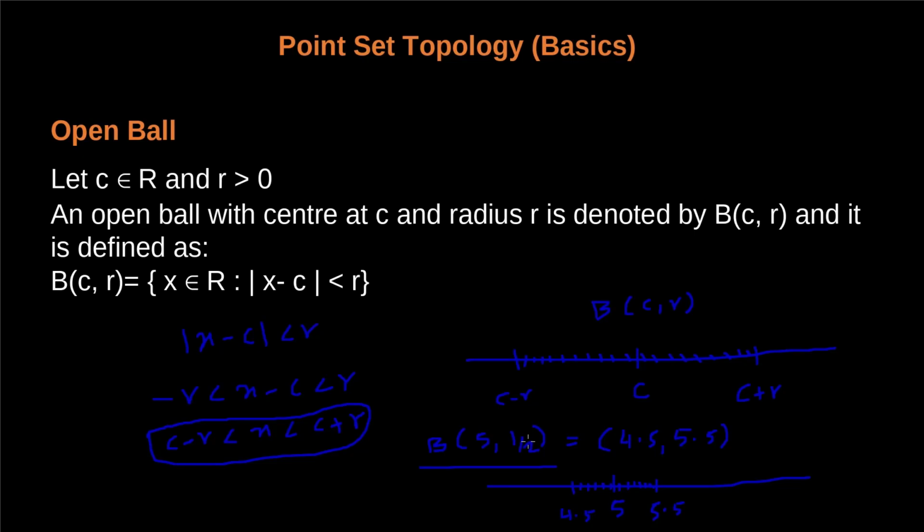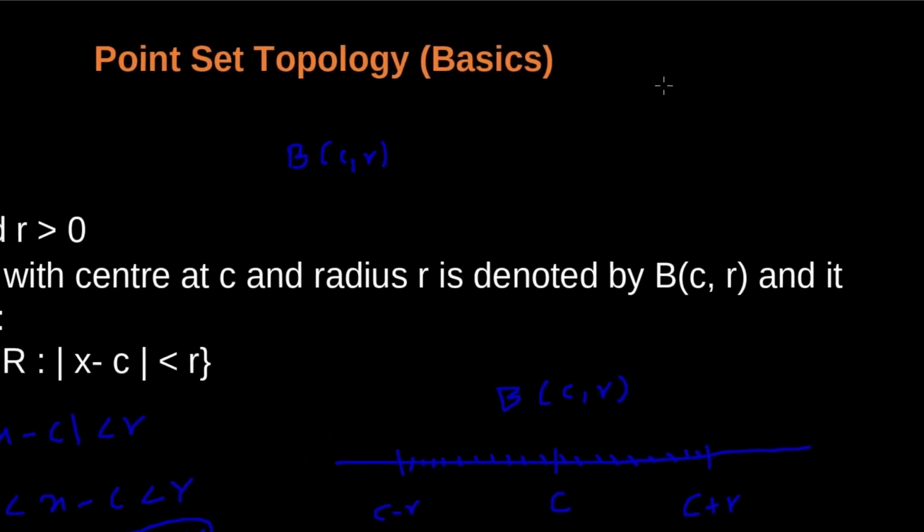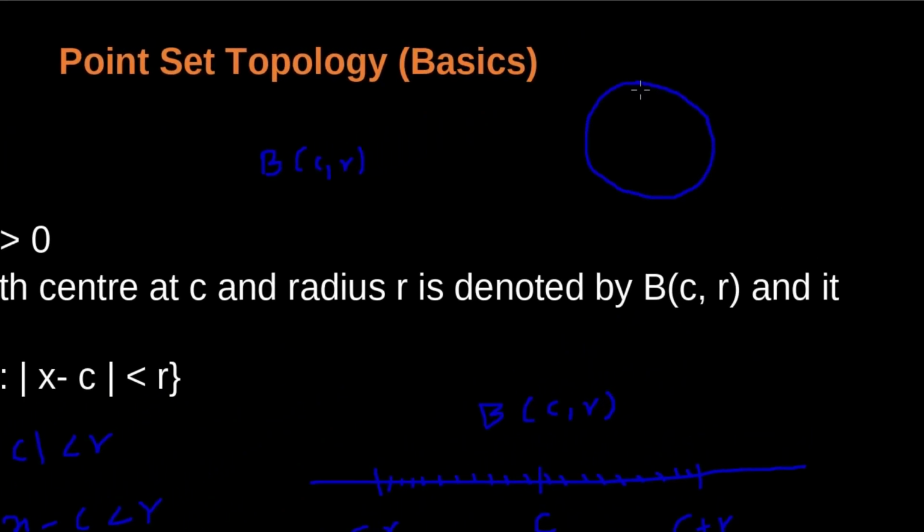So this is the case of a one-dimensional space, where we consider a real line. In the same way, in a two-dimensional space, a ball with center C and radius R represents a circle with center at C and radius R, and all the points inside this circle represent this open ball B(C, R). And in the case of a three-dimensional space, we can consider a sphere with center at C and radius R.